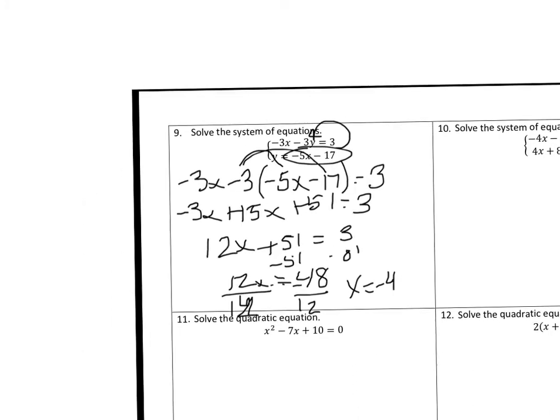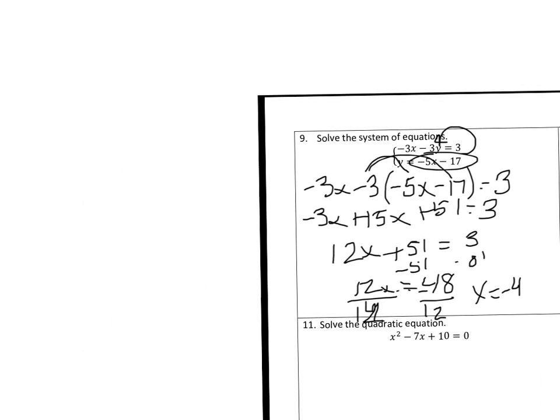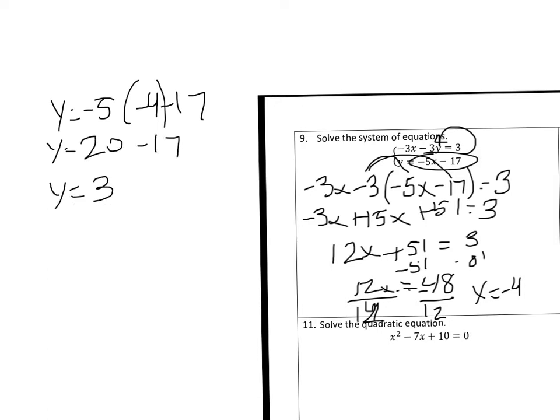Let me get a little more space over here. So I'm going to take that x value. I'm going to use the bottom equation, y equals negative 5, and I'm going to plug in negative 4 for x, minus 17. Remember, it doesn't matter which equation you use. I use the bottom one because I have y equals by itself. So I just need to simplify. Multiply those two numbers together, I get a positive 20 minus 17. So y equals 3. And I always want my solution to be in a coordinate point. So that's going to give me negative 4 comma 3.